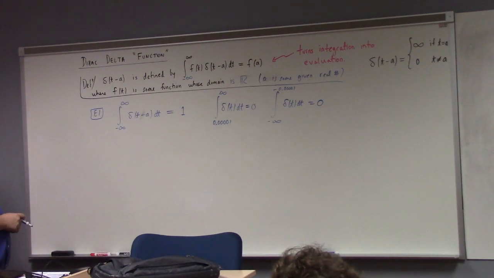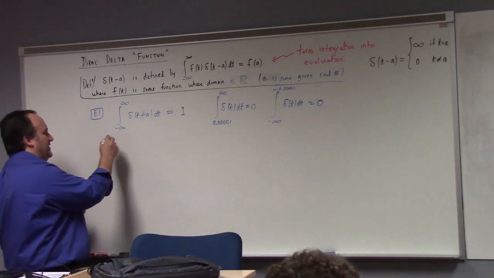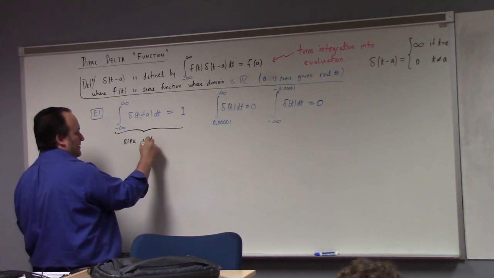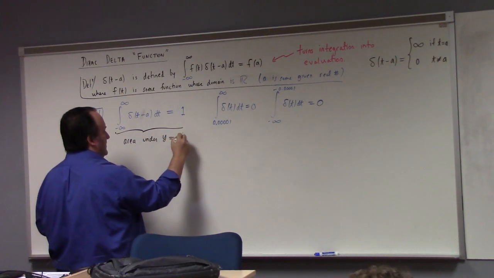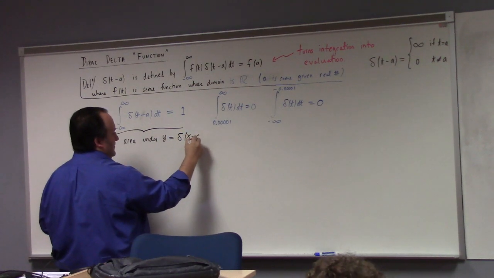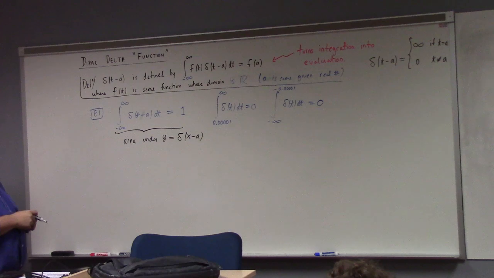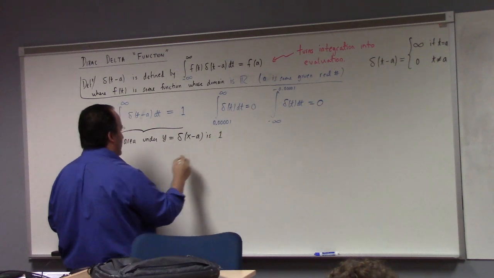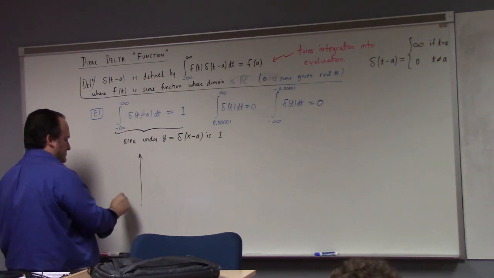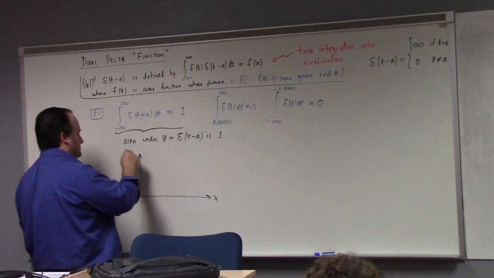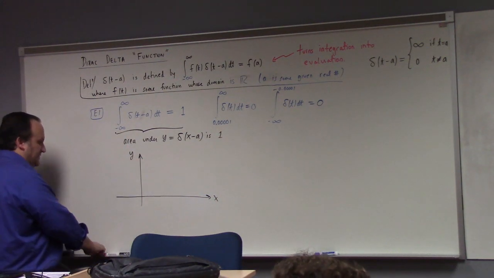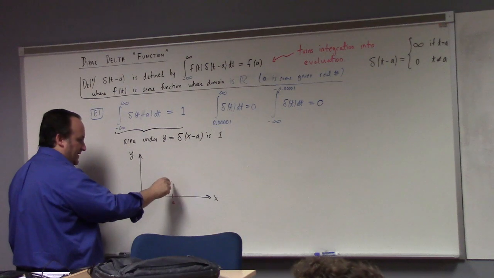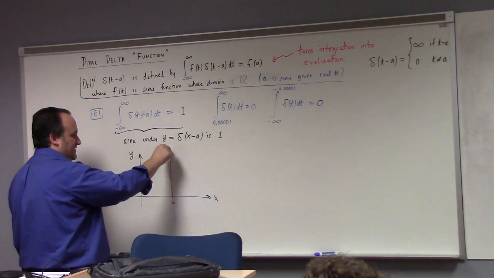All right. So what would this say then, geometrically? This says what? The area under y equals delta of x minus a is what? It's 1, right? What's a graph of this? It's 0, right, right up until a. And then you've just got this infinite spike.